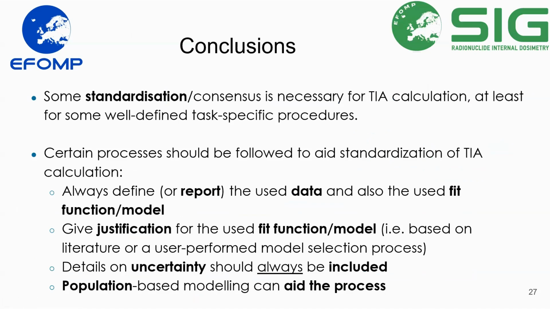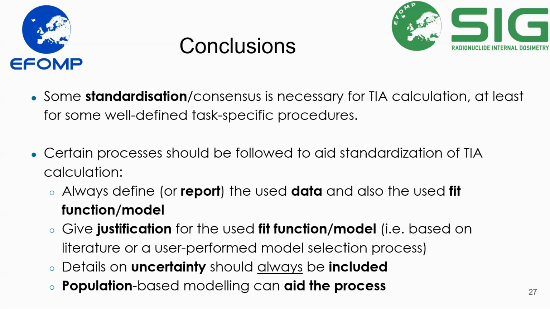So as a conclusion, first, some standardization or consensus is necessary for TIA calculation, at least for some well-defined task-specific procedures. A certain process should be followed to aid standardization of TIA calculation. For example, we always need to define or report the used data and also the used fit function or model, because one can always check the function that people use, whether it's a good function or not, if we report it. So it's very beneficial for quality control checking.